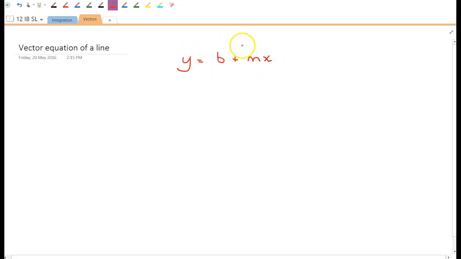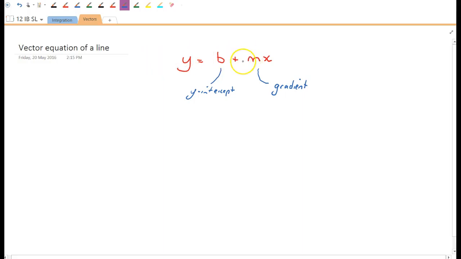Our understanding of this situation is fantastic and thorough, I know it is, because you've dealt with this guy a lot. This is the equation of a straight line, and we only need two bits of information to establish the unique equation of a line. In this case, b represents the y-intercept, or a known point. And what does m represent? It represents the gradient, or the direction of the line, and it works the same for vectors.